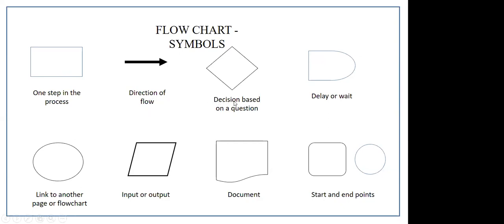Then the third symbol represents the decision based on a question. Then the fourth one is delay or wait, and the fifth one is linked to another page of the flowchart, and the sixth one is input or output. Then the seventh one is document. We are representing the document in a flowchart, and the final one is start and endpoints. It represents the start and endpoints of a flowchart. So these are the main symbols we are using when we are drawing flowcharts.